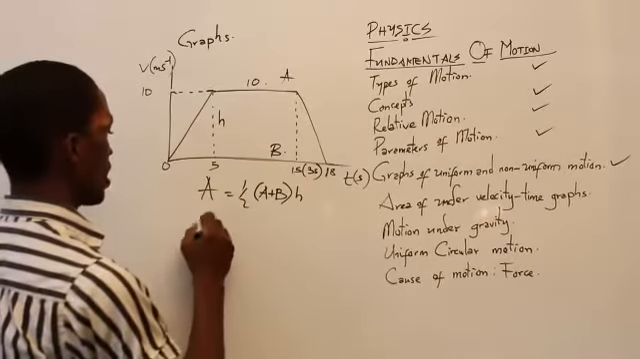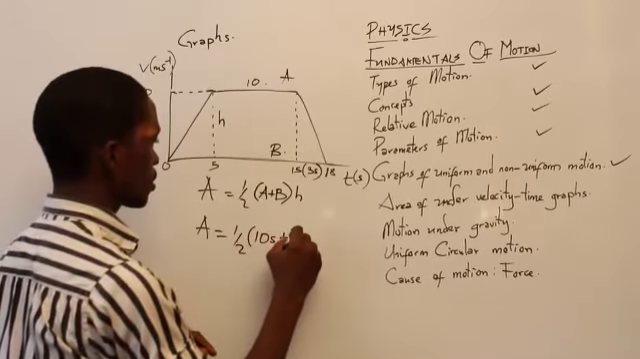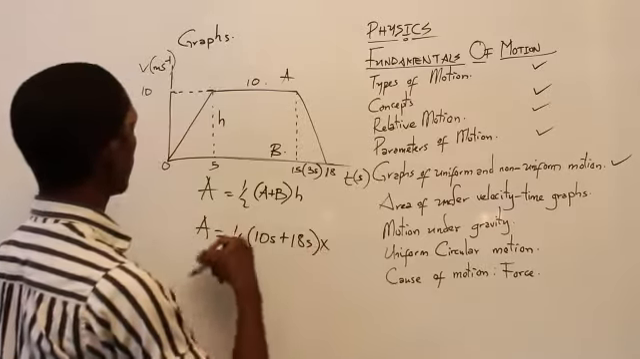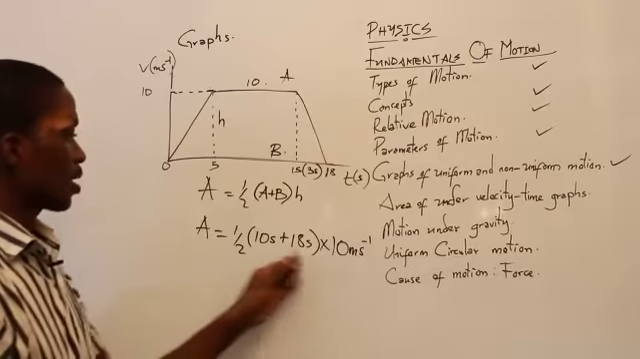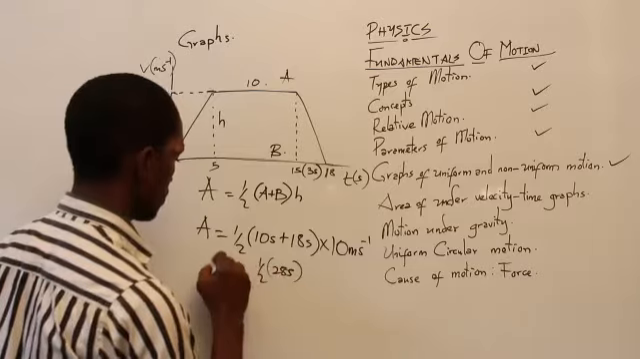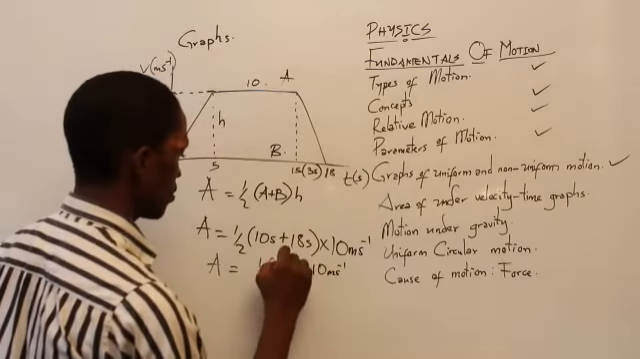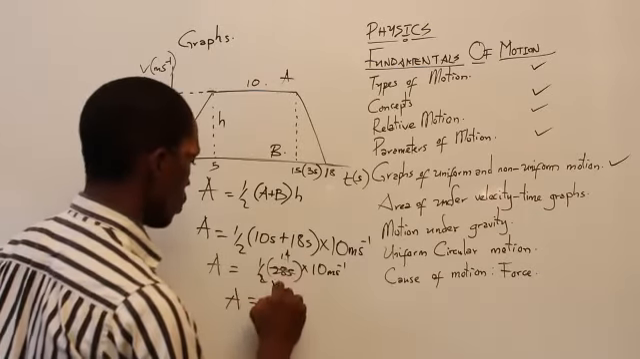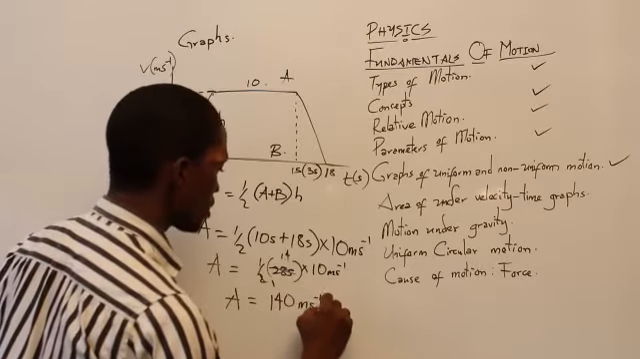Then we'll go ahead and calculate. So our area becomes half, 10 seconds plus 18 seconds, multiplied by the height, which is 10 meters per second. This gives us 28 seconds multiplied by 10 meters per second gives us 14, and our area would be given as 140 meters per second multiplied by seconds.